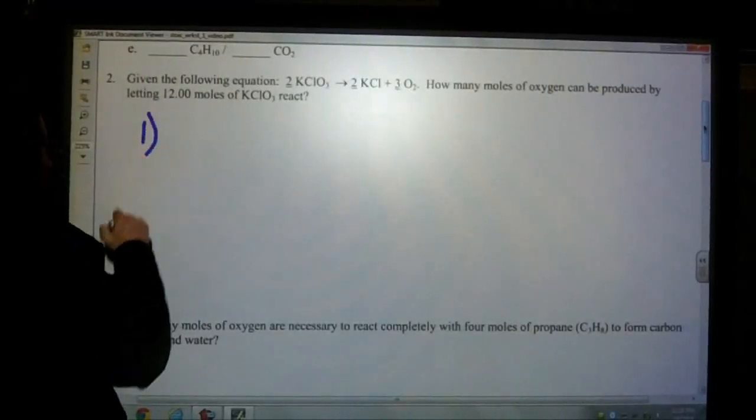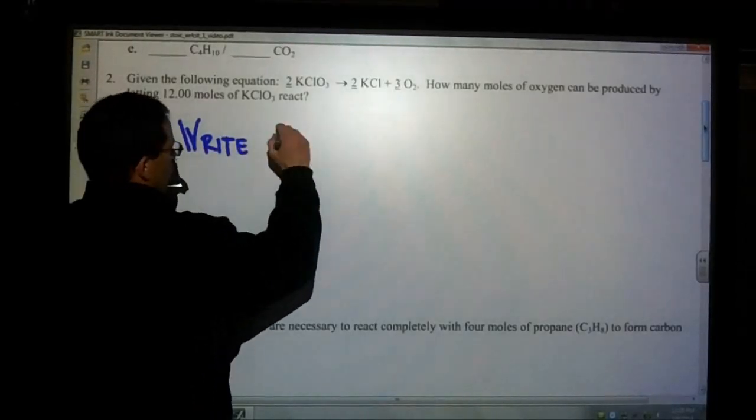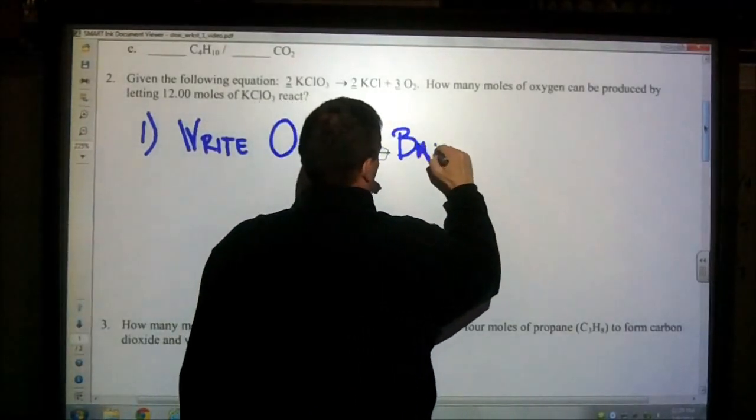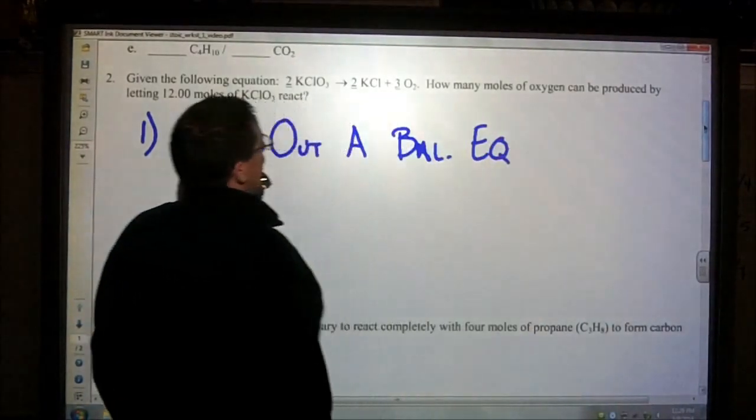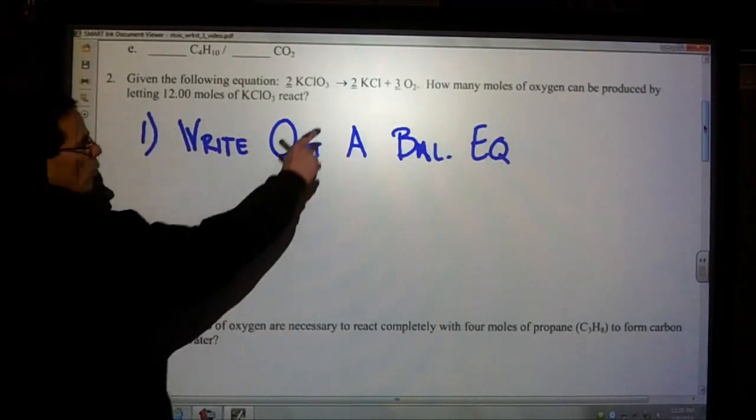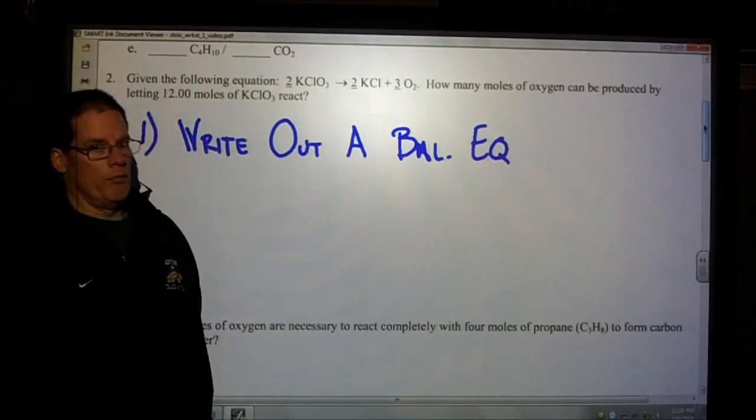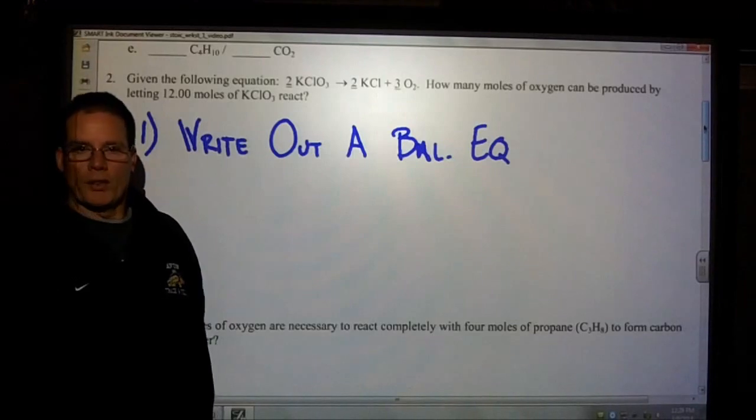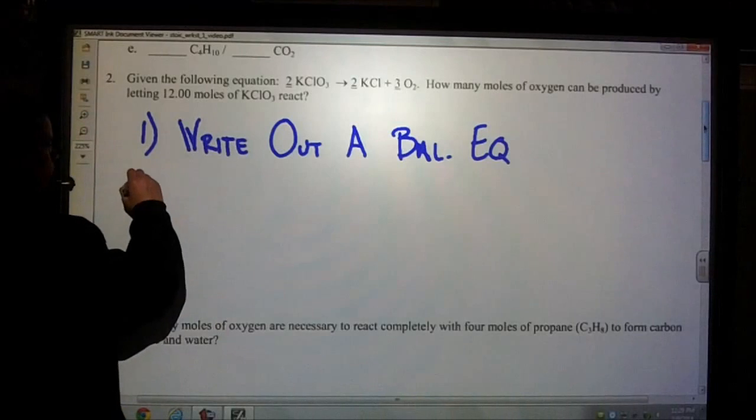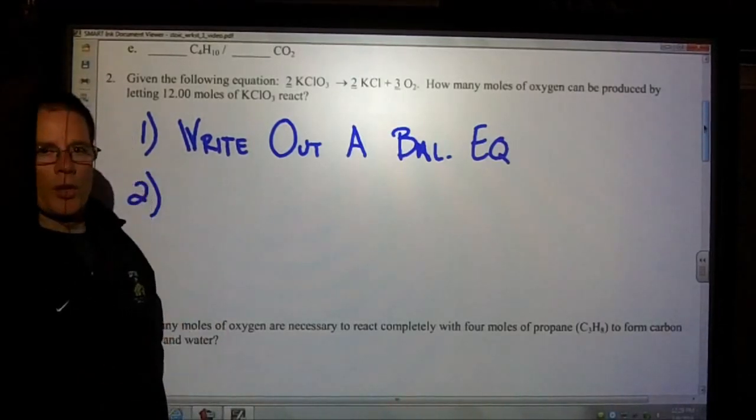First step is to write out a balanced equation. So the first thing that we must do is write out a balanced equation. Based on this problem here, we have 2 moles of potassium chlorate yields 2 moles of potassium chloride and 3 oxygen molecules, which is nice because it's already balanced for you. So I actually worked out the problem in balancing step 1 out for you. So step 1's done.